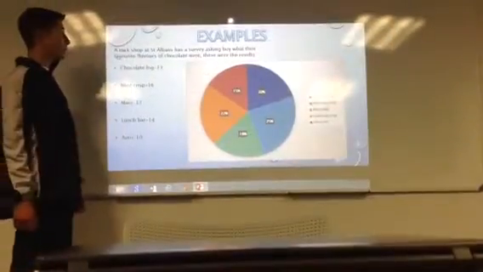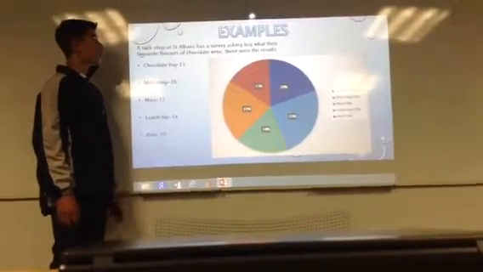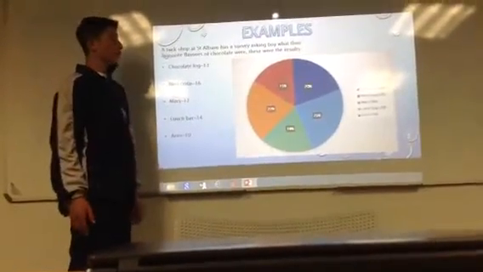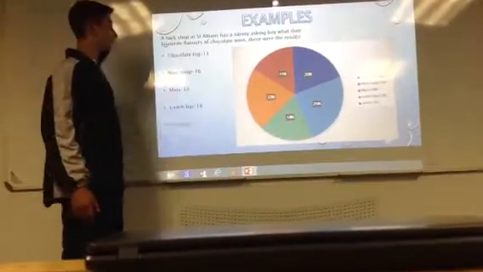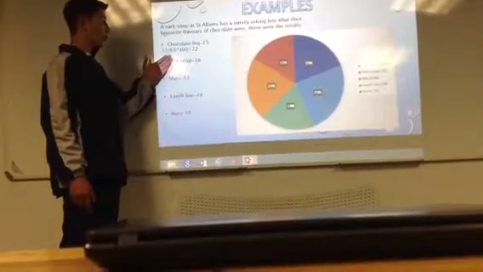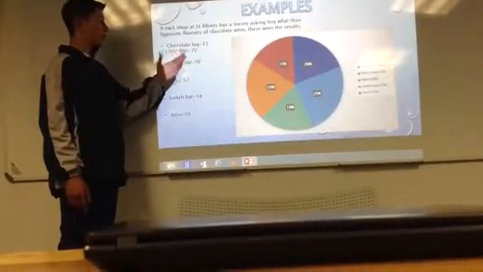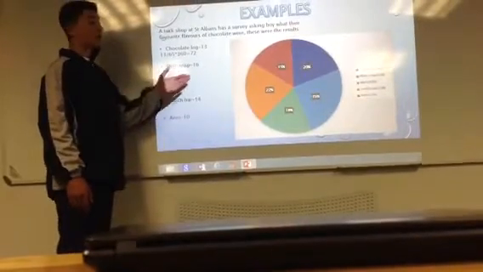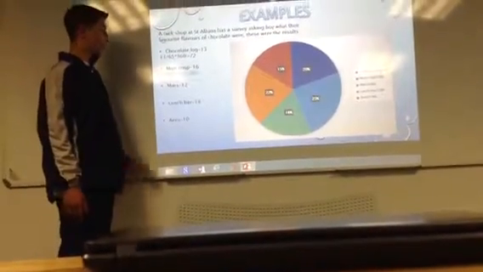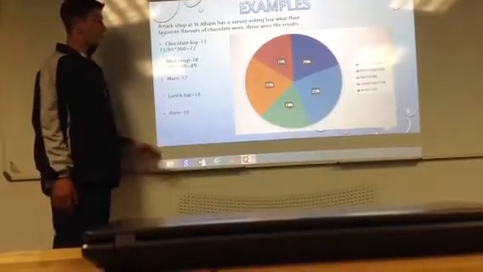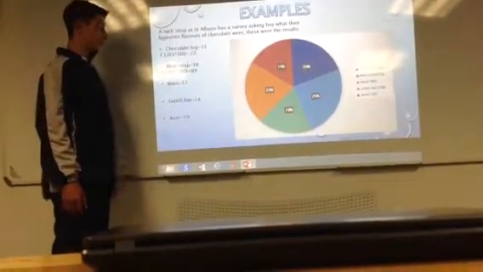The tuck shop at St. Albans has a survey asking boys what their favourite flavours of chocolates were. These were the results. Chocolate log, 13 boys. 13 boys divided by 65 times 360 degrees equals 72 degrees. Mint crisp equals 16 boys. 16 boys divided by 65 times 360 degrees equals 89 degrees.